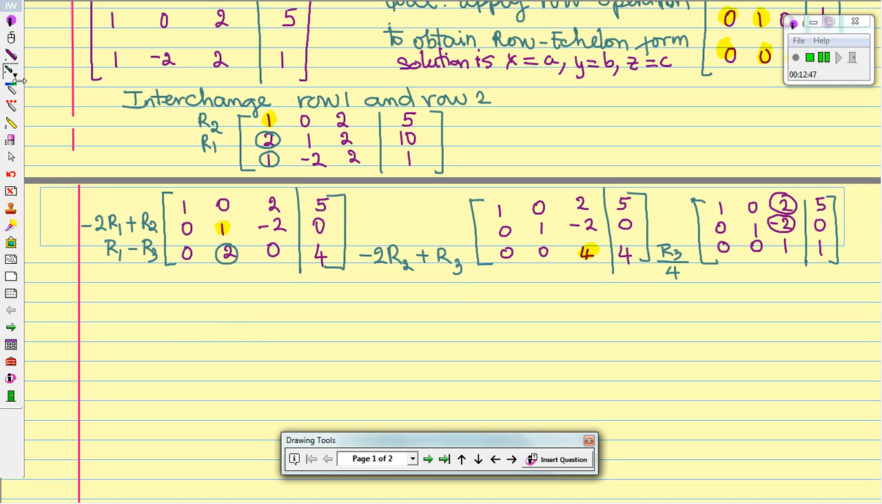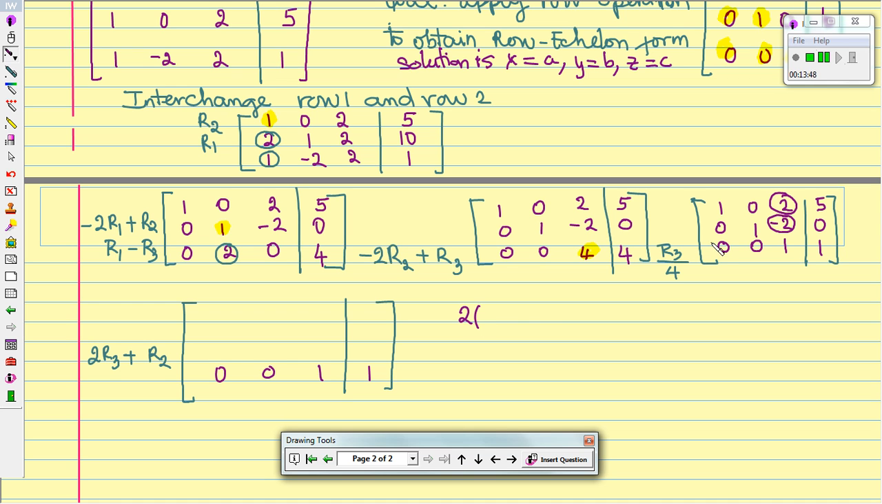row number 2 first. To get row number 2, first of all, row number 3 stays the same. So we'll go ahead and copy row 3. We don't do anything with row 3, it stays the same. So it will be 0, 0, 1, 1. Row number 2, we want to get row 2, column 3 equals 0. So what we should do is take 1 times 2 equals 2 plus negative 2 becomes 0. So we'll take 2 times row number 3 plus row number 2, that will be the new row 2.